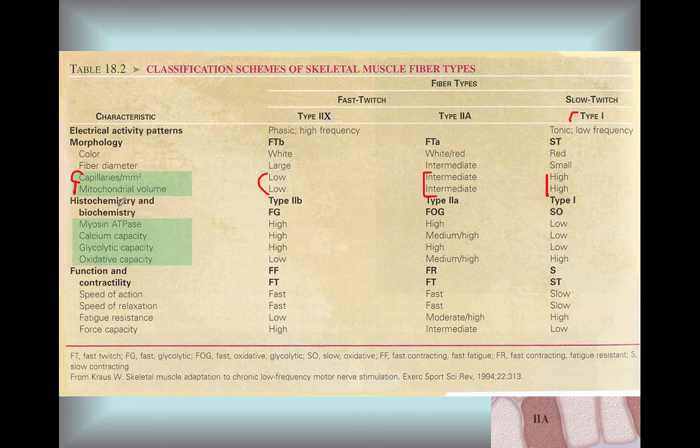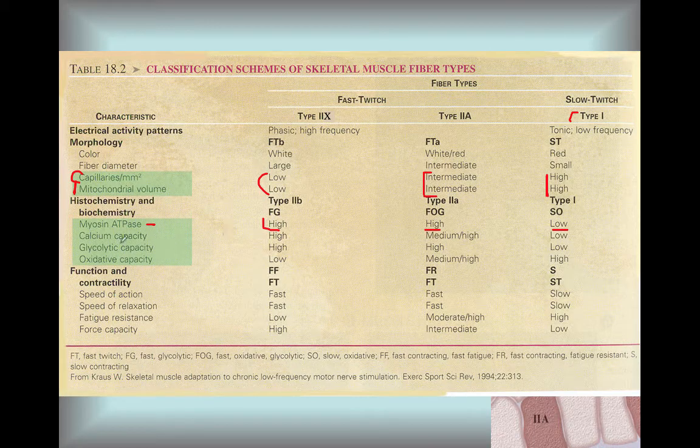Here we can see some histochemistry, biochemistry information. There is a difference in the myosin ATPase between the three fiber types. And remember that ATP binds to the head of the myosin, and when it does, it gets hydrolyzed by myosin ATPase. Well, the activity of the myosin ATPase in the type 2 fibers is high, while in the type 1 fibers it's low. And this is part of the reason that the contraction time is shorter in the type 2Xs and the type 2As.